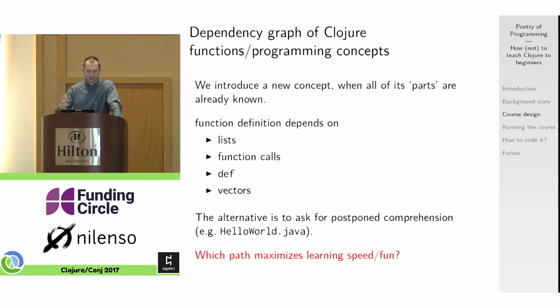And the alternative is to ask for postponing understanding. You say, okay, you need to write this, but you don't need to worry about it now. Just, you remember hello world in Java. So my question was, which path in this dependency graph of Clojure functions and concepts maximizes speed and fun? And it's not a simple question, because some of these students will probably have just this one course exposure to programming. So you want to maximize the fun.